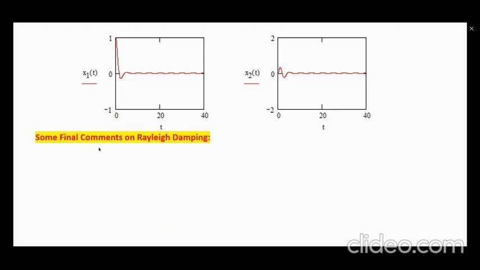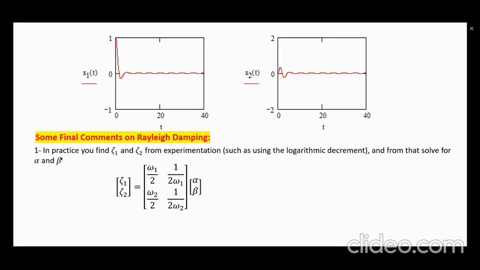So there are some final comments about Rayleigh damping. In practice, you find zeta 1 and zeta 2 from experimentation. Notice that in this example I gave you alpha and beta, and I asked you to find zeta 1 and zeta 2. In practice, you get zeta 1 and zeta 2 for two important mode shapes from experimentation. Once you do that, you plug them into that equation and you find alpha and beta. So we did things in reverse order.